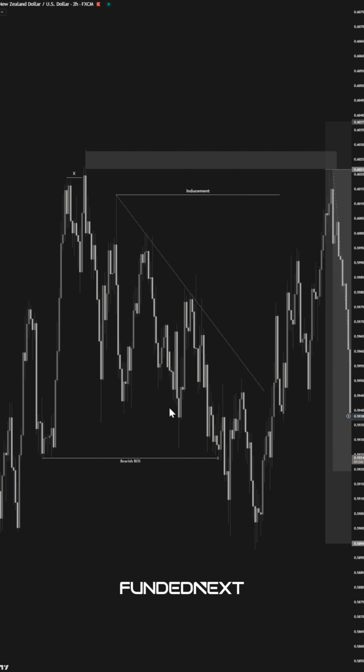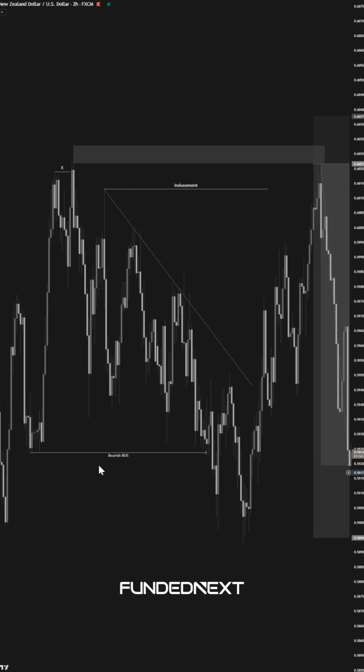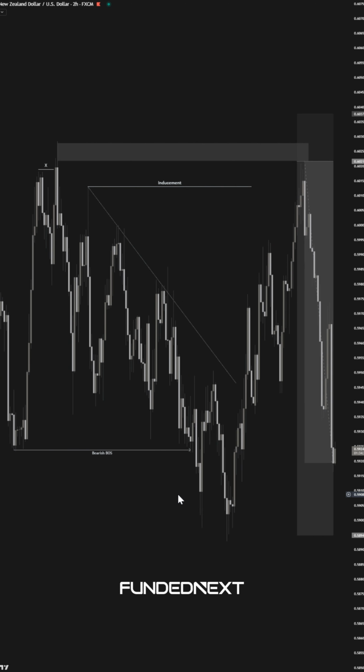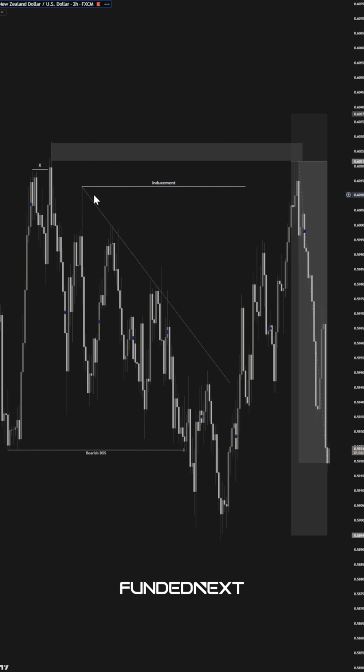And right here, that's where we got this break of structure to the downside, or we can also call it a change in market trend. There's a difference between a break of structure and a change in market trend. Then price pushed down to break structure to the downside, leaving this trend line liquidity here. If you draw this line, you can see that it's a trend line liquidity.